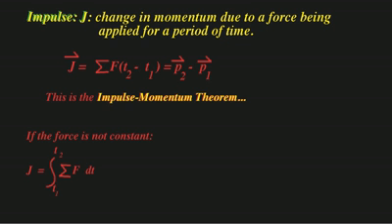All right? So what is that impulse? How do I find it? Well, I either take the sum of the forces times the change in time, or I look at the difference in momentum. Either way, you can get this impulse. Okay? This is the impulse momentum theorem, and we will do some problems that involve this.